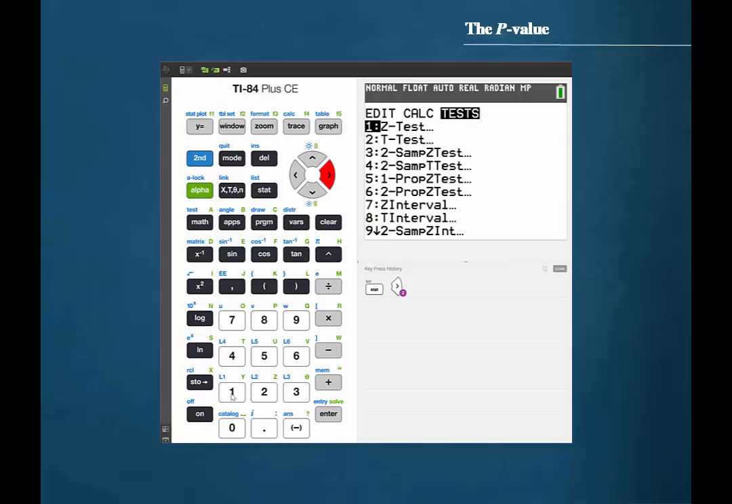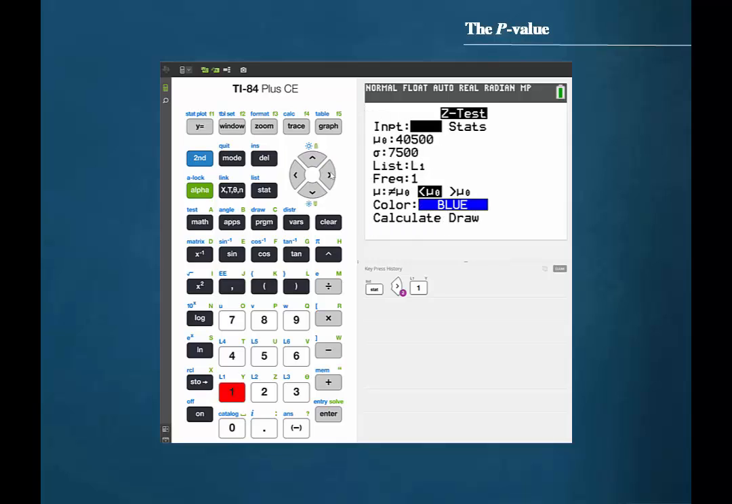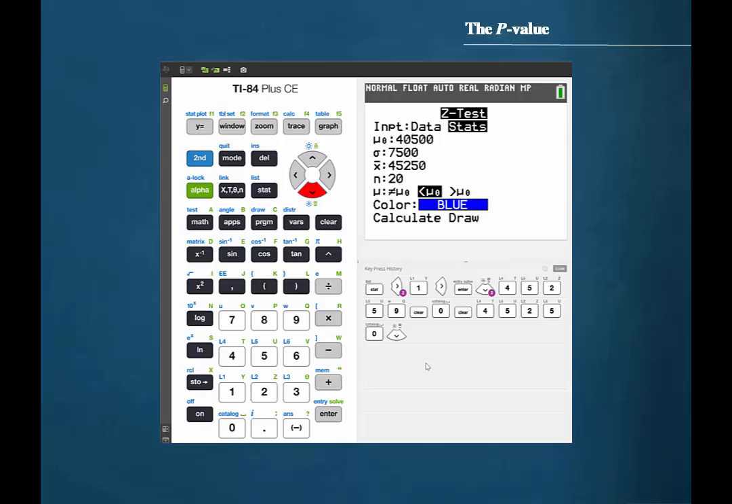This is a one-sample z-test, so we will press 1. We do not have data values in a list, but rather we have the statistical measures. So we'll cursor over to Stats and press Enter. The hypothesized mean is 40,500. We were told to assume that the population standard deviation is 7,500. The tests showed a sample mean of 45,250 miles per set. The sample size is 25.